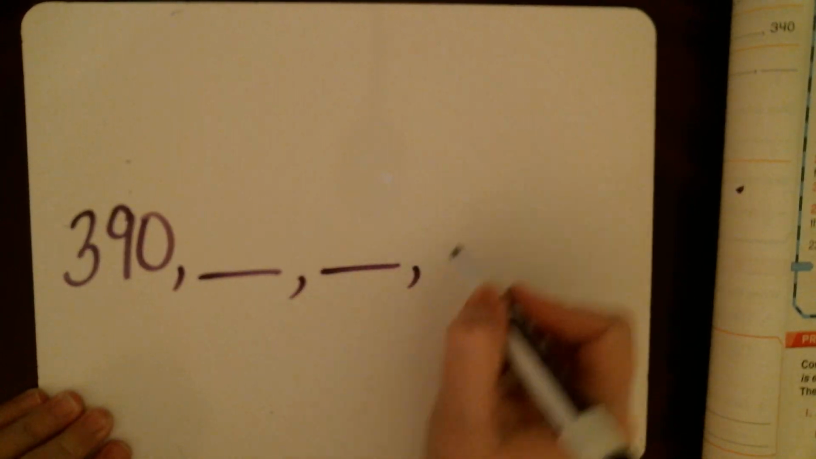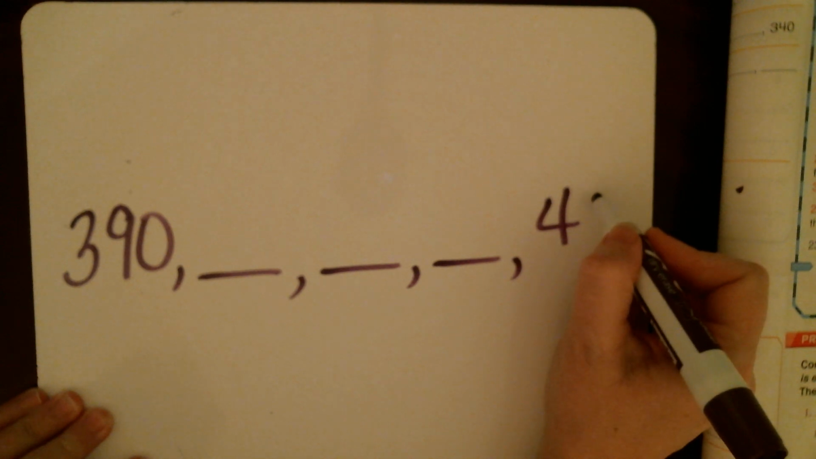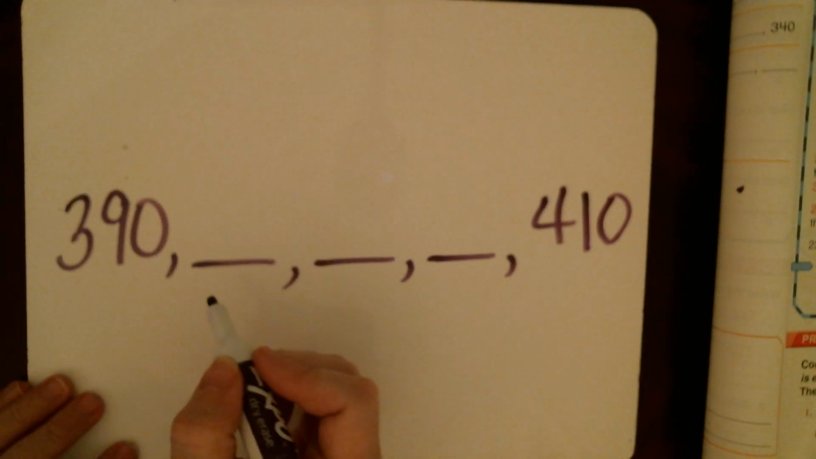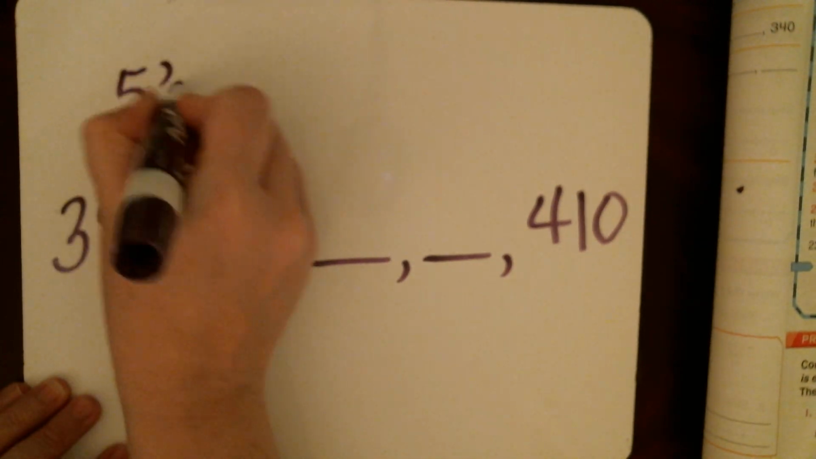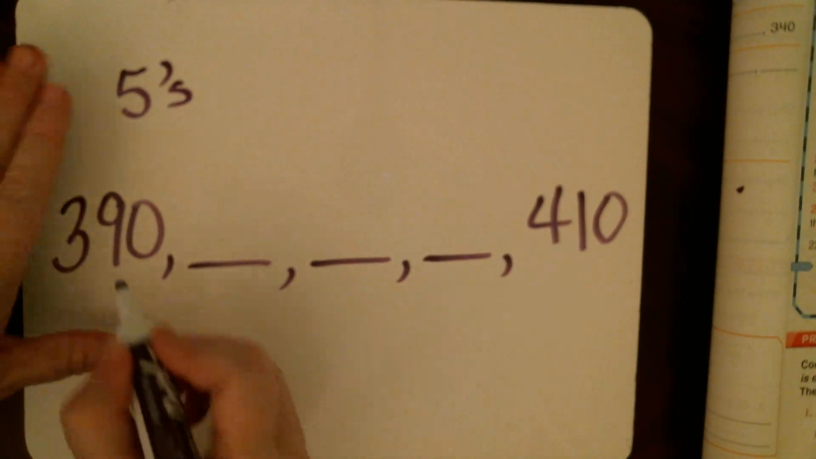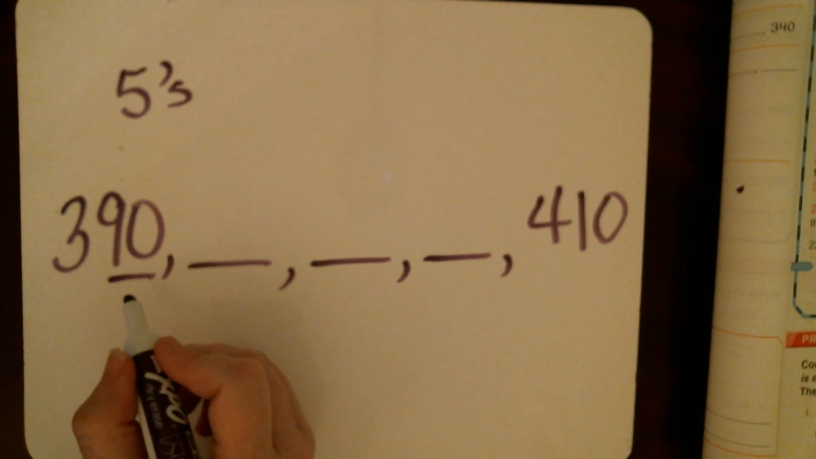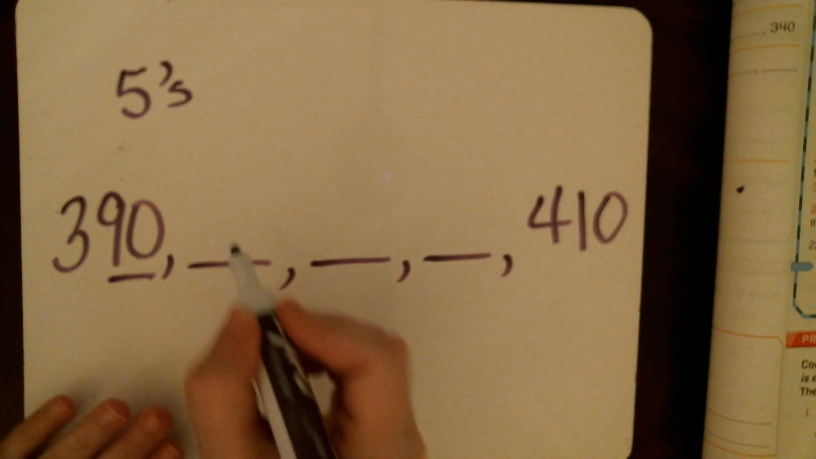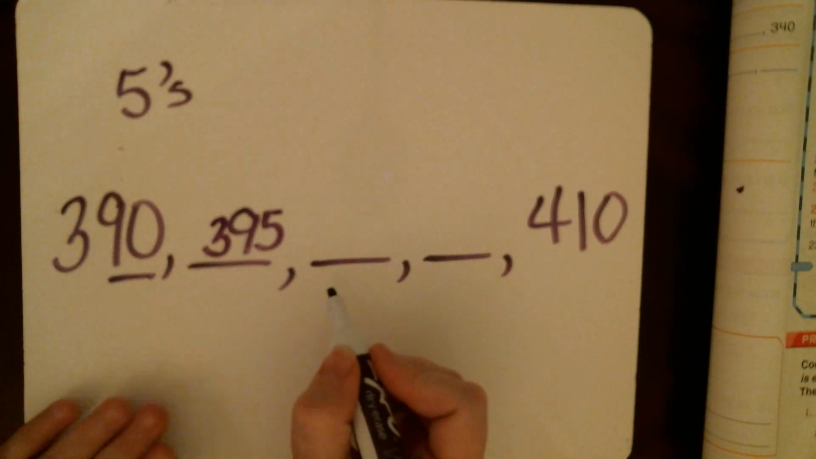Let's do 390. Okay, all right. So think about it. If you're counting by fives, remember I'll always tell you what you're counting by. All right. Think about it. If you need to get your hundreds chart out and think about it, what's 5 more than 90? 90, 95, and make sure you put that 100 in front of it.